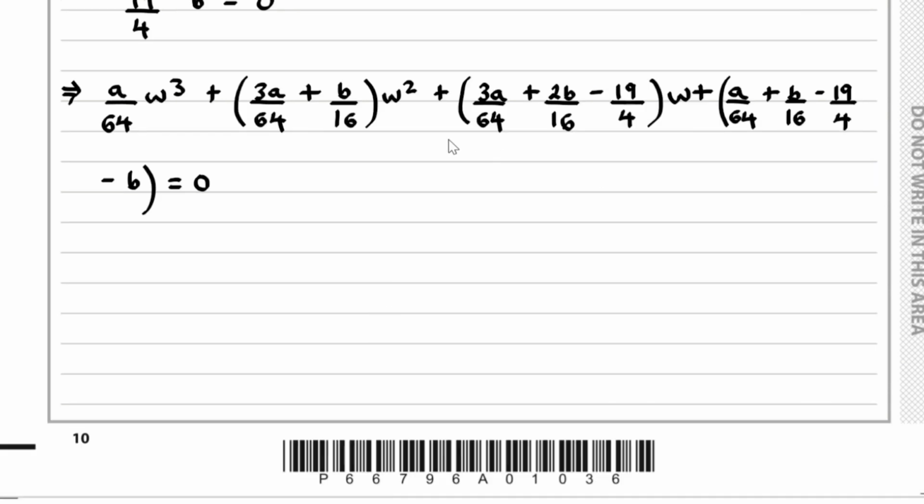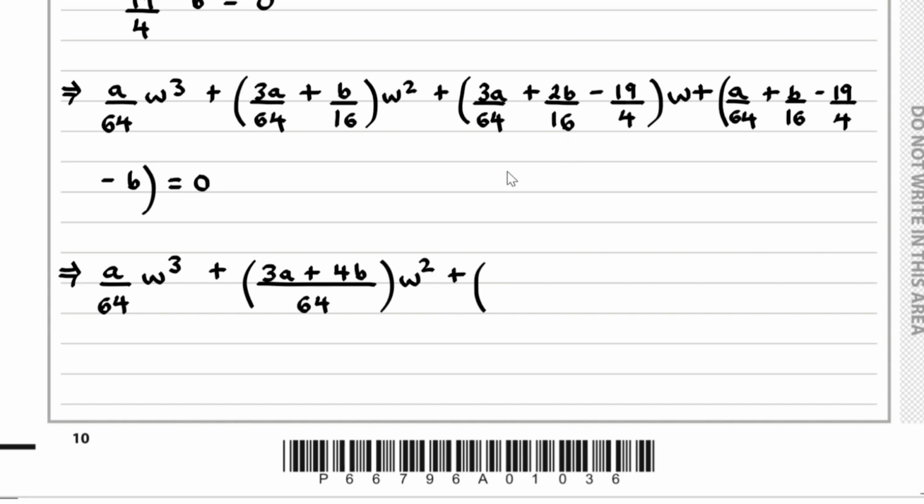Now, because 16 and 4 are factors of 64, we can write everything over a common denominator of 64. We have A over 64W cubed, and then if we have the denominator here as 64, we need to multiply this B by 4. So we add on 3A plus 4B over 64. So this is the W squared terms.